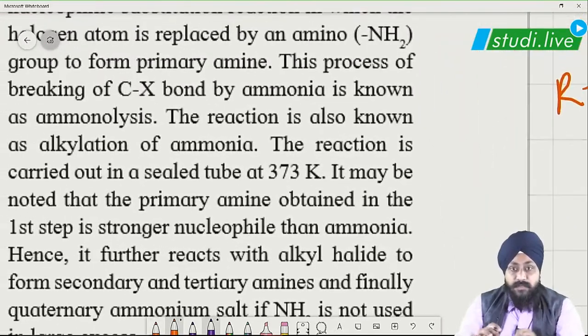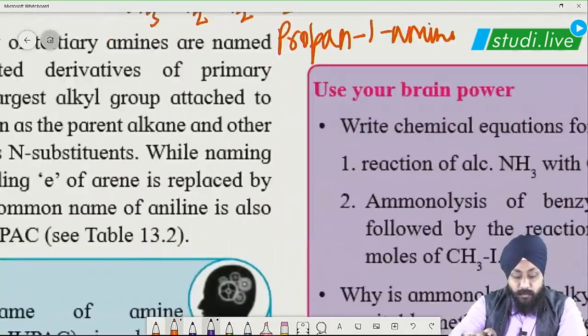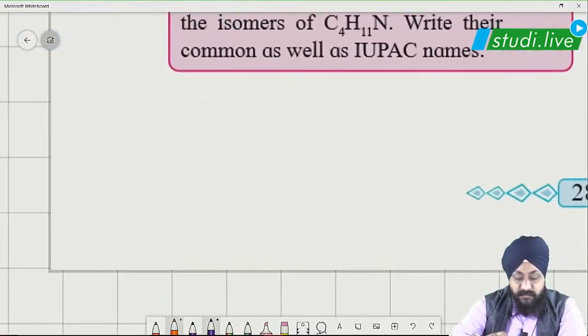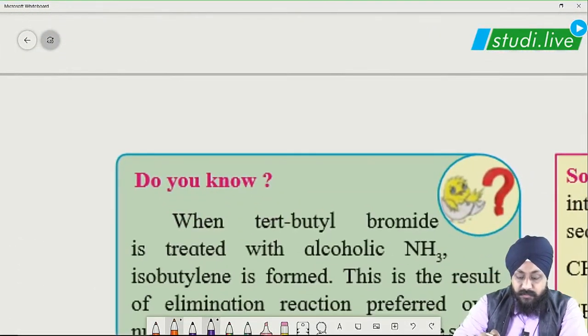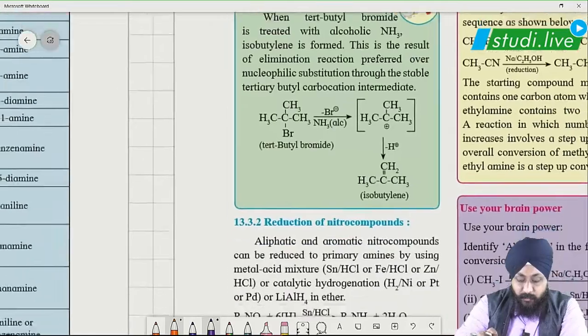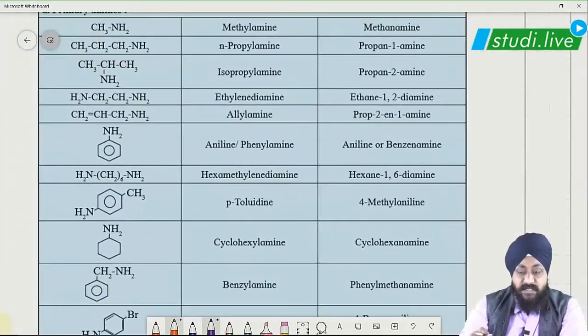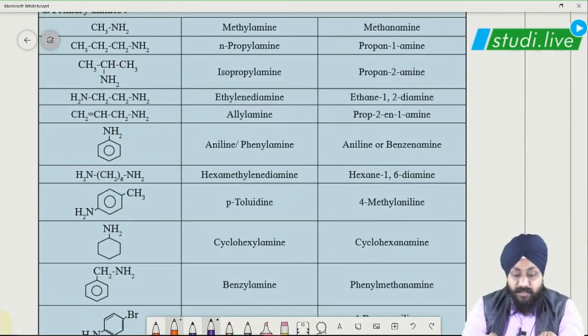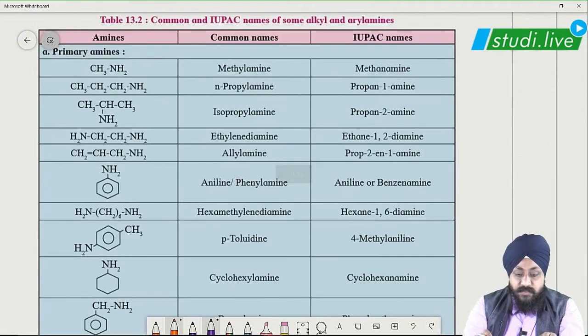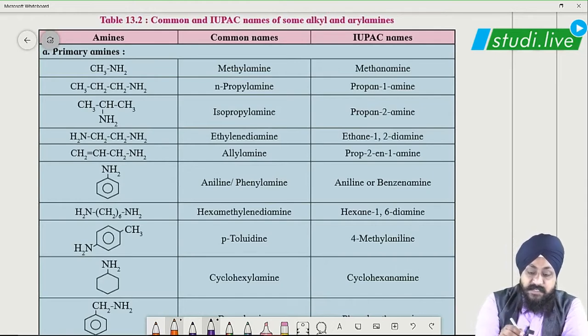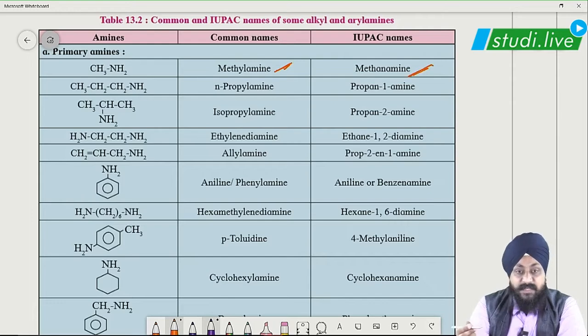Now we are going to talk about the examples. Let us see the examples of this particular part. These are the examples of amines. Here we have talked about the common and IUPAC names of some alkyl and aryl amines. This is a primary amine, so this is methylamine, and here it is methanamine.